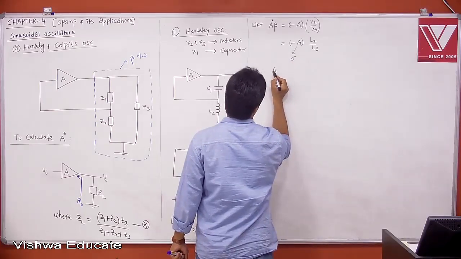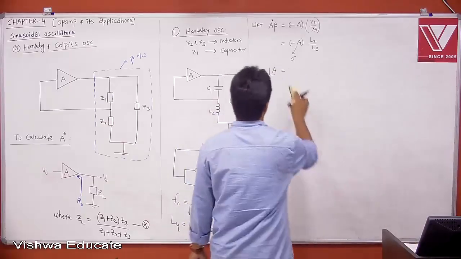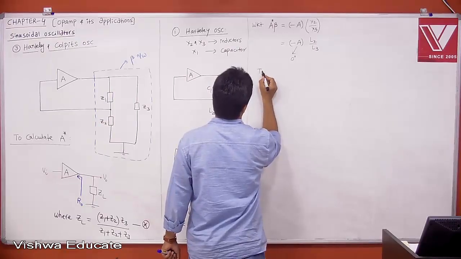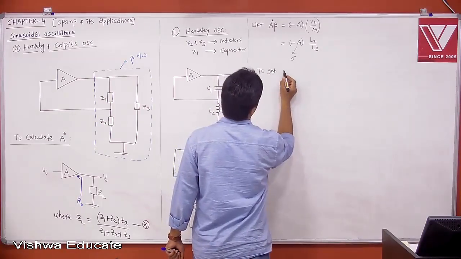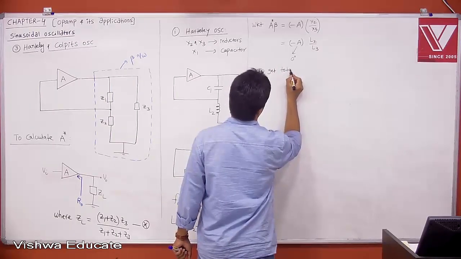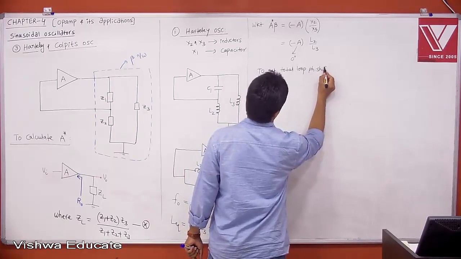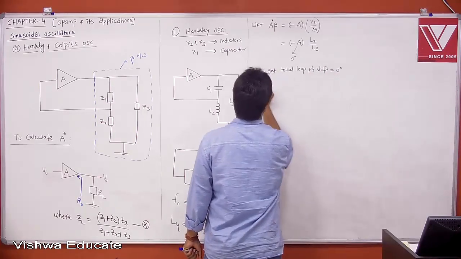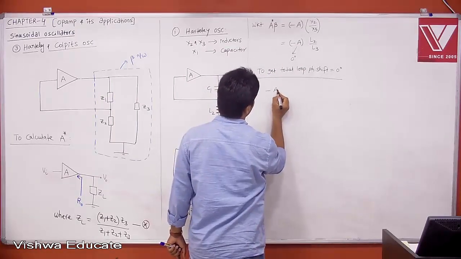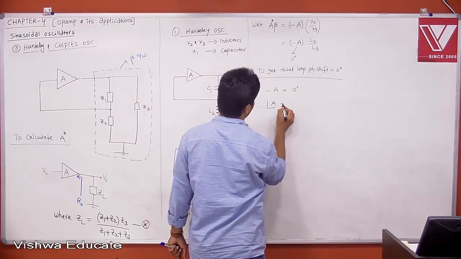Therefore, what should the angle of A be, to get 0 degrees total loop phase shift? Then your minus A should give 0 degrees. Therefore, your angle of A should be 180 degrees.